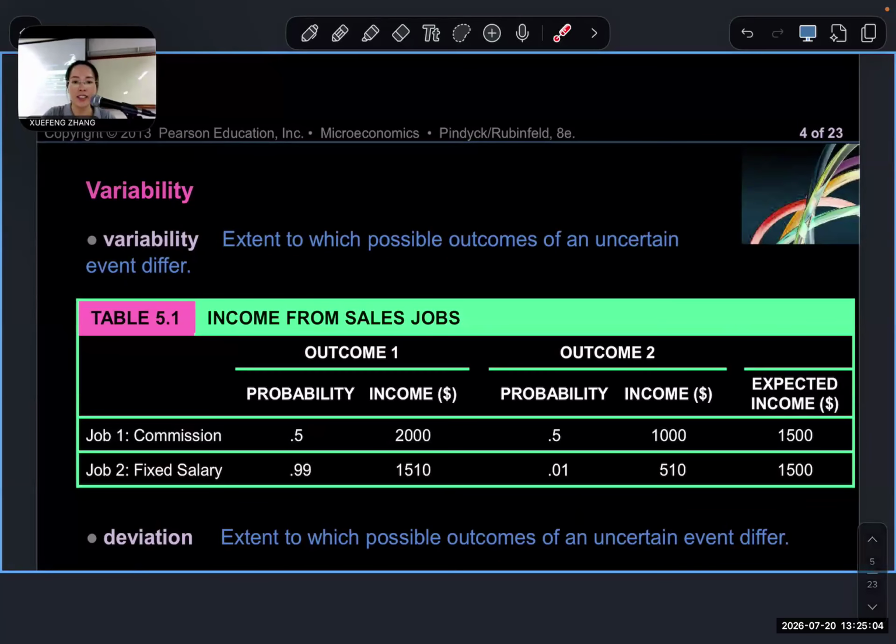Okay, so here is the key idea of this slide. Look at table 5.1. Two jobs, okay? Both have the same expected value, 1,500 baht. Okay, first job is commission based. What is commission? If you sell more, you get more. Job 2, fixed salary, okay? So let's see, how can we calculate?